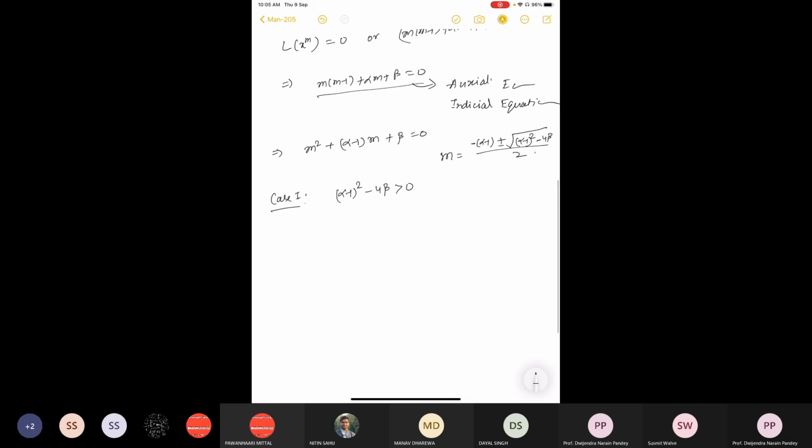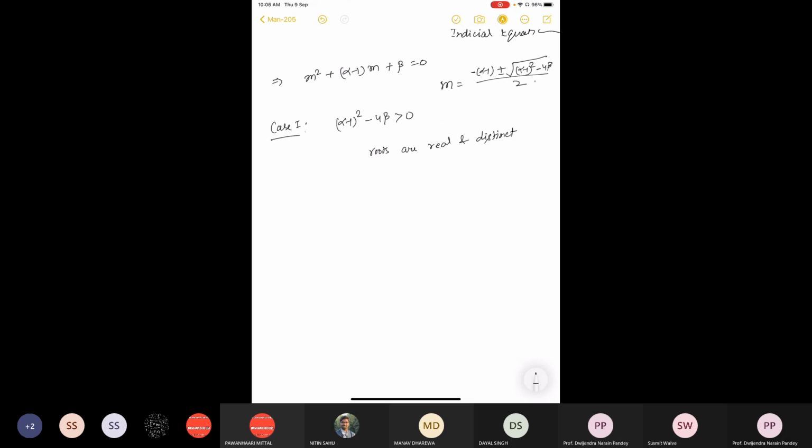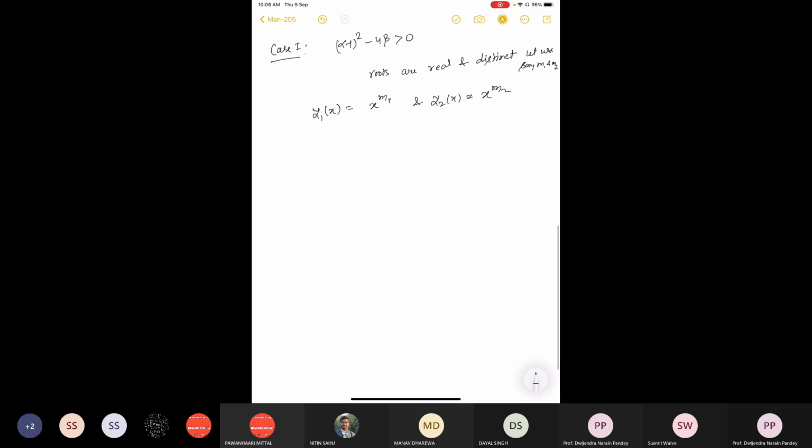So case 1, when (alpha minus 1) whole square minus 4 beta is greater than 0, in this case we have roots that are real and distinct, right? So if roots are real and distinct, then the solutions are y1(x) equal to x to power m1. Let us say m1 and m2. So we can write y1(x) is equal to x to power m1, and y2(x) equal to x to the power m2. And we have seen one example of this also in the last class.